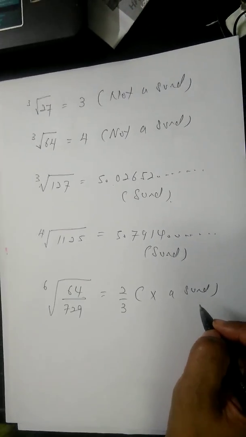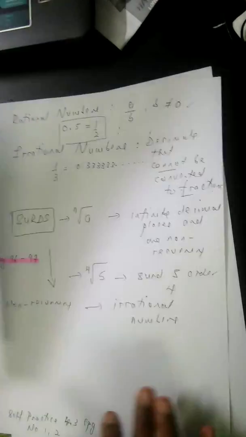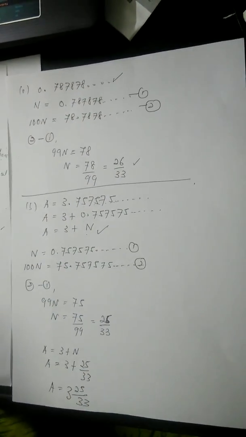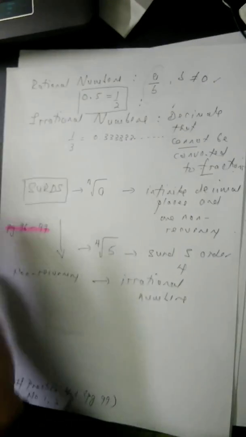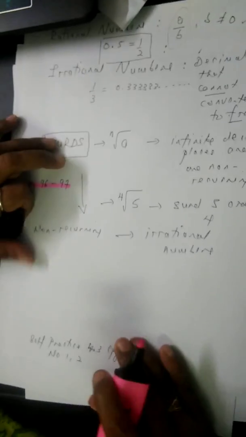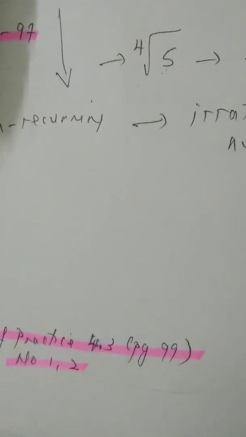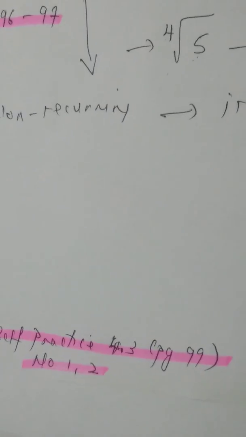So these are two concepts that we've seen today. One is the concept of surd, and the other is how we convert recurring numbers to fractions. As a short practice, I want you to do Self-practice 4.3, numbers 1 and 2 on page 99. That is your assignment for today. Thank you.